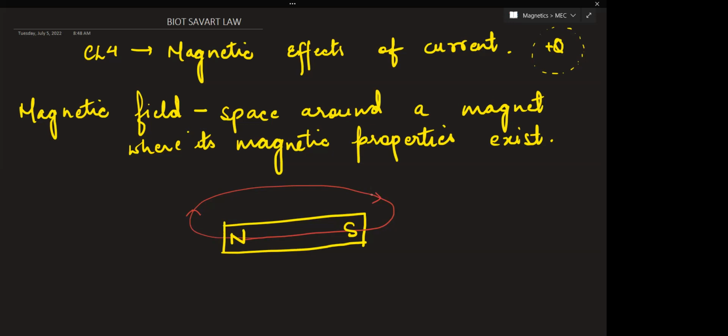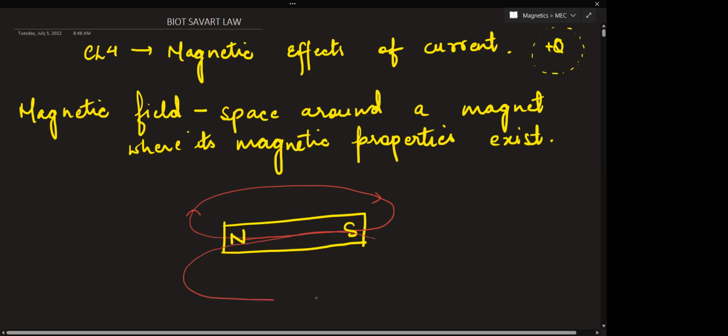That's why I'm suggesting you at least start revising your electrostatics now. Two things will happen: you won't be forgetting it, and secondly, the concepts will be used in your magnetism. So it is the space around the magnet where these magnetic properties exist. And again, it begins from the North Pole and terminates at the South Pole.